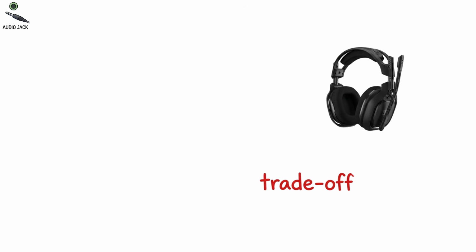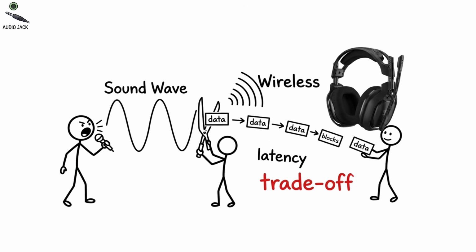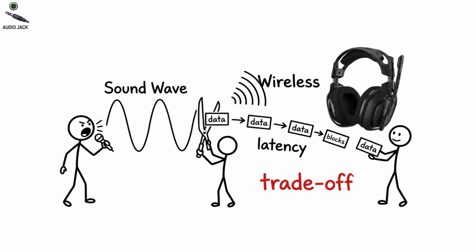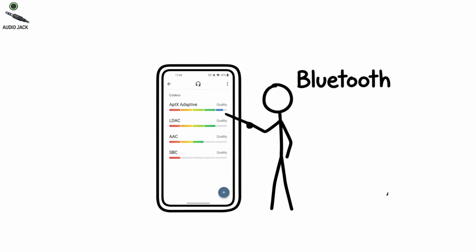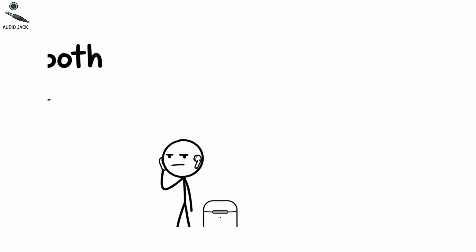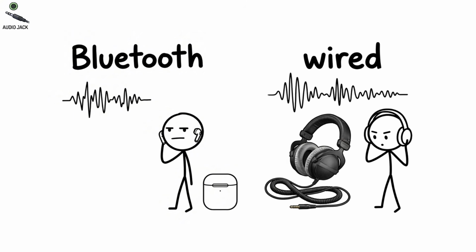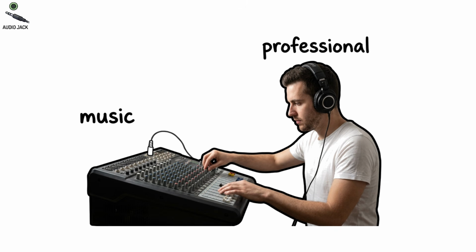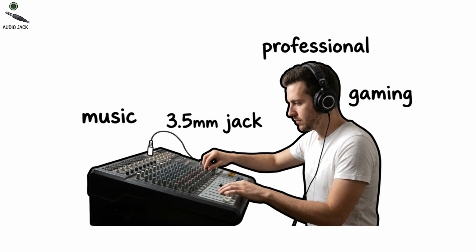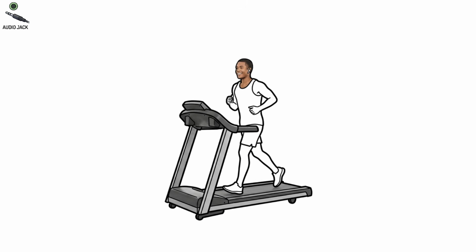The trade-off is real though. Wireless adds a bit of latency because the audio signal needs to be compressed, transmitted, and decoded. And Bluetooth sound quality depends heavily on the codec being used. Low-end Bluetooth earbuds with basic codec sound noticeably worse than a wired pair. For professional audio work, music production, or low-latency gaming, wired through the 3.5mm jack still wins. For casual listening on a commute or at the gym, most people genuinely won't notice the difference between wired and wireless.